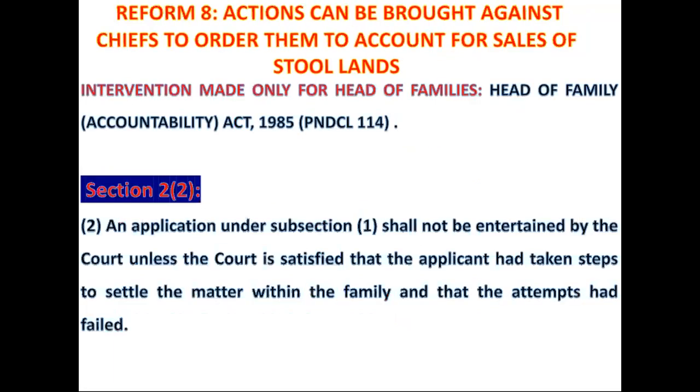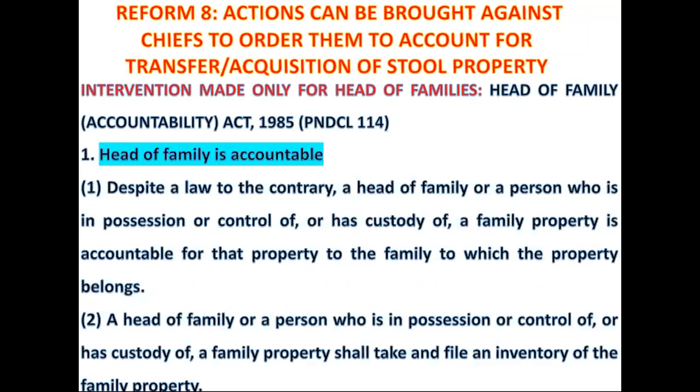And so, because of that practice, which was creating a lot of injustice, we passed an act of parliament for the sole purpose of making it possible to hold the head of family to account. An act of parliament was passed solely to stop that particular practice, so that now you can bring an action against the head of family to order him to account. And that law is the Head of Family Accountability Act, 1985, PNDC Law 114.